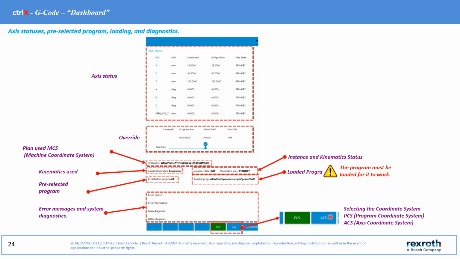Selection of the PCS program coordinate system or ACS axis coordinate system. Despite this selection, the system will still seem to use the MCS machine coordinate system plane.